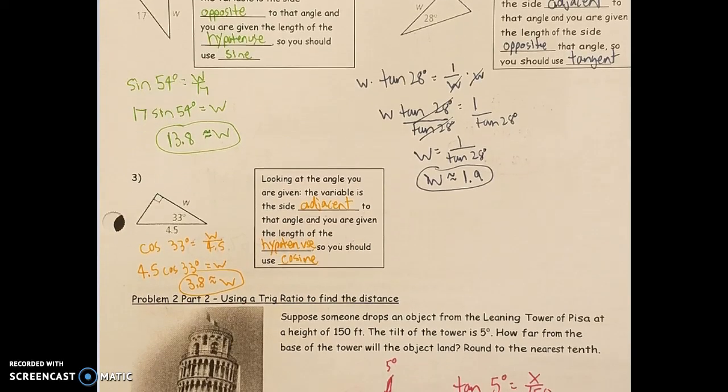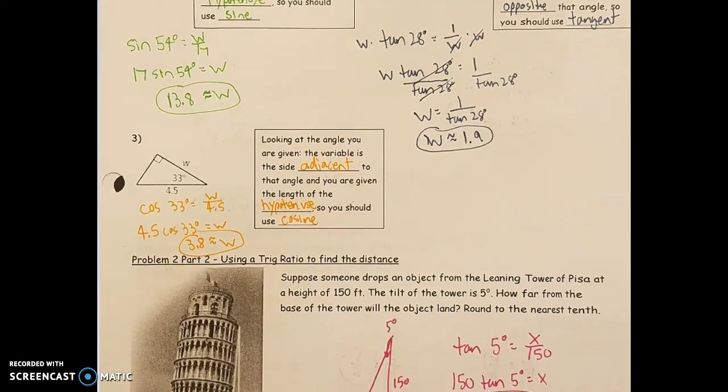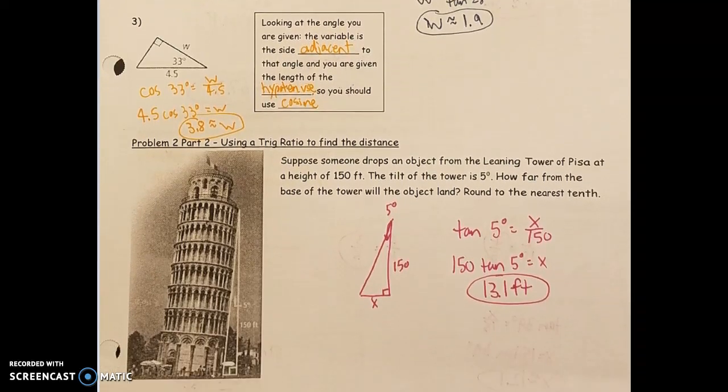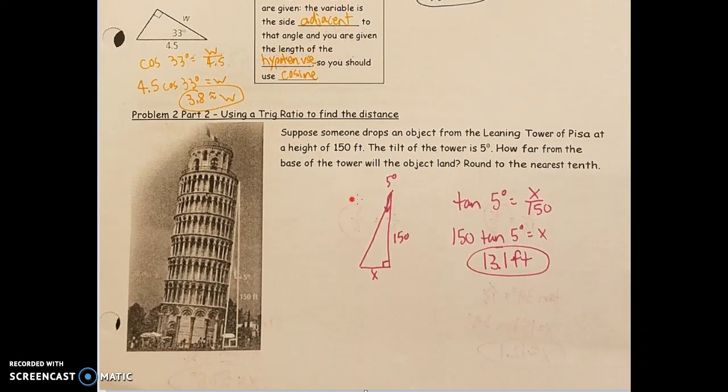So last question here on this page is talking about the same situation, but now it's put into a word problem. So we drop an object from the Leaning Tower of Pisa and it drops a height of 150 feet. The tilt of the tower is 5 degrees, so that would be that angle listed at the top. And we want to find how far from the base of the tower the object will land. So our variable, how far from the base of the tower it will land, is basically that base of the triangle. And looking at my pieces again, I have the angle up here, and it looks like I'm looking for those two sides.